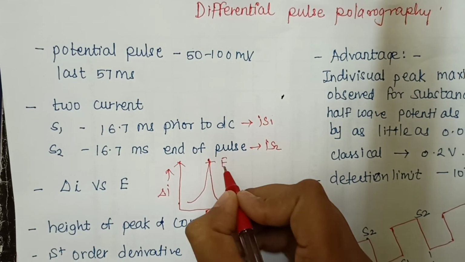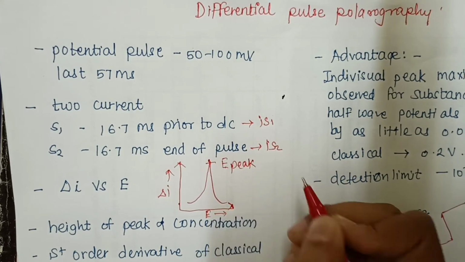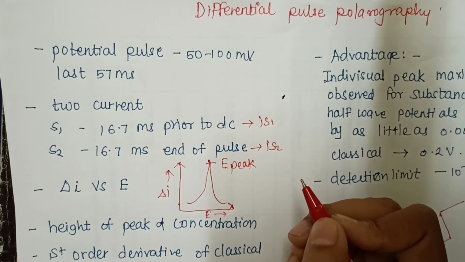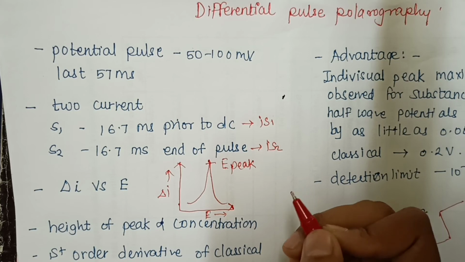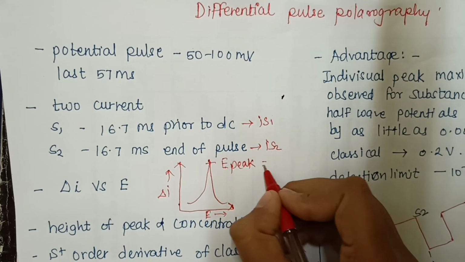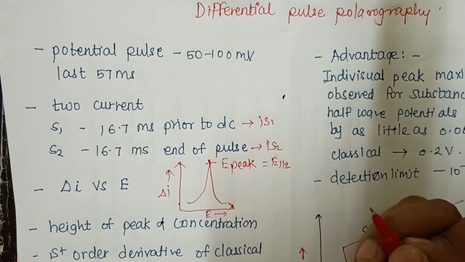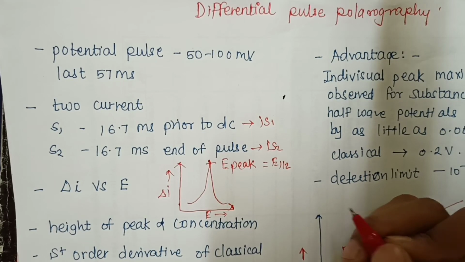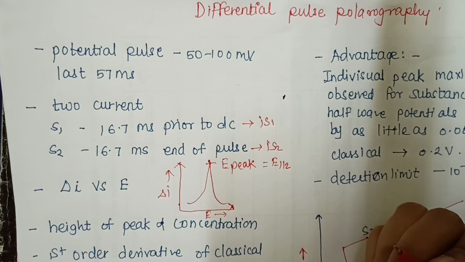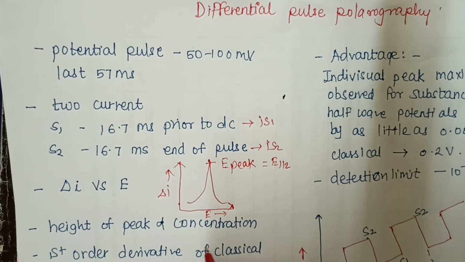So this is E peak, the potential of which is closely related to the polarographic half wave potential. E peak is nothing but E half, that is the half wave potential, and the height of the peak is directly proportional to the concentration of electroactive species in the solution.